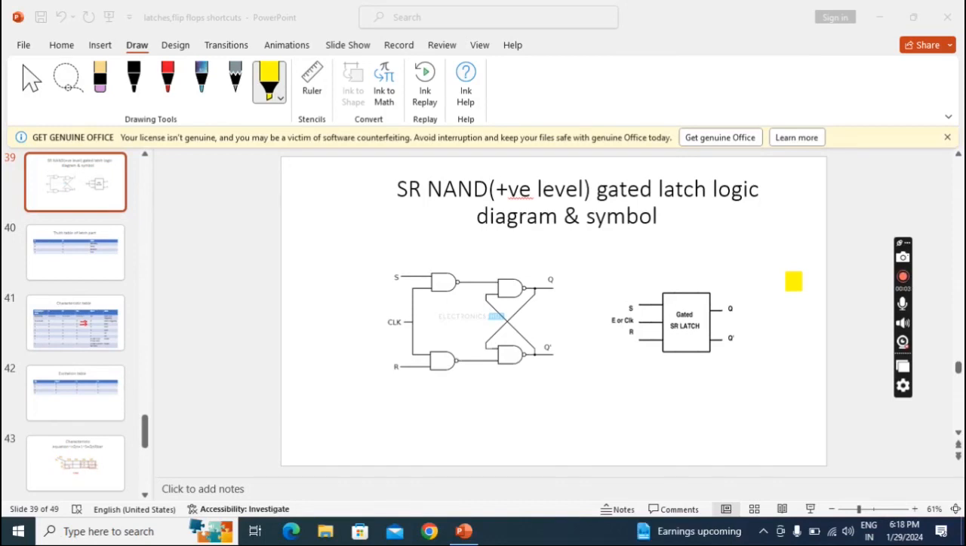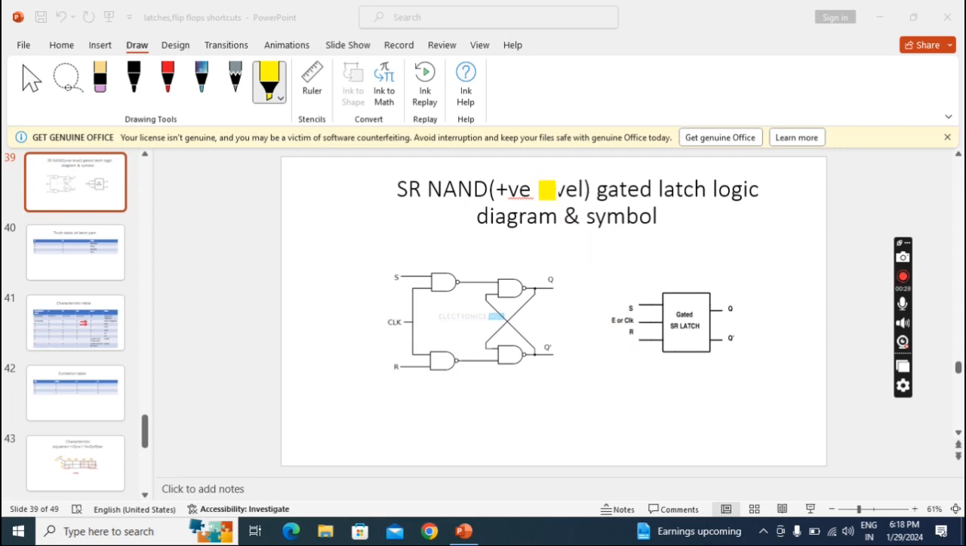In this lecture, we will discuss the SR NAND gated latch, that also positive level, with a positive level. Okay. So this is the symbol. So it contains three inputs. Two are data inputs, S and R. One is the control input. We can call it enable or clock. It will work with the clock levels. Okay.